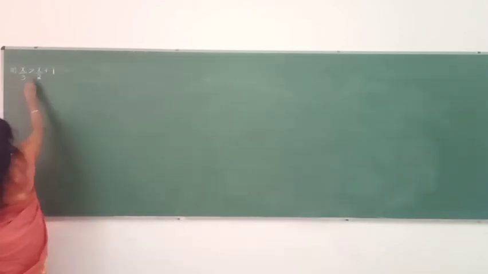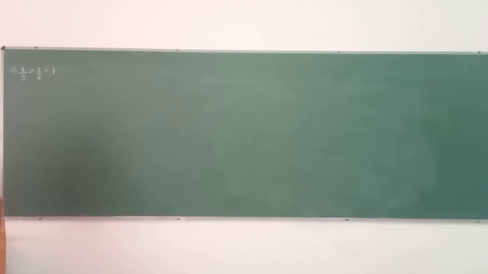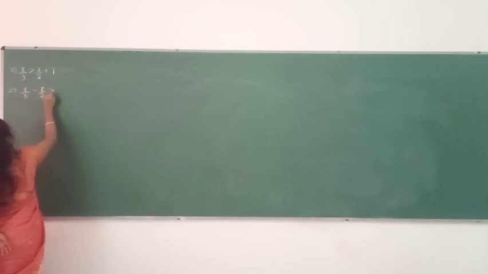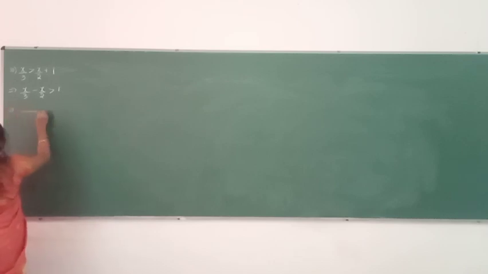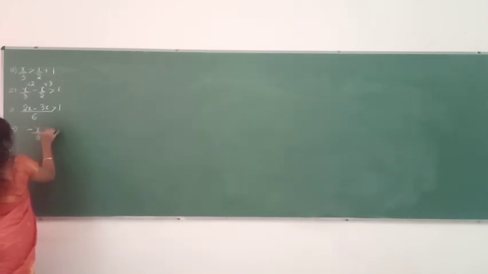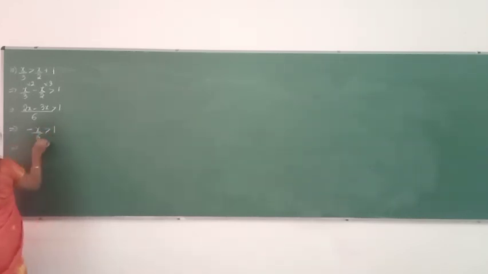It is x by 3 is greater than x by 2 plus 1. So we need to solve this question. x by 3 minus x by 2 is greater than 1. Taking LCM, it will be 6: 3 2s are 6, 2 3s are 6, which is nothing but 2x minus 3x over 6 is greater than 1. Minus x divided by 6 is greater than 1.